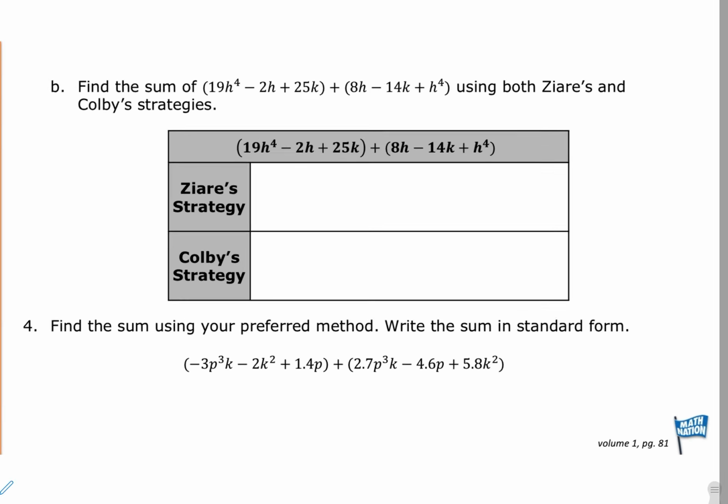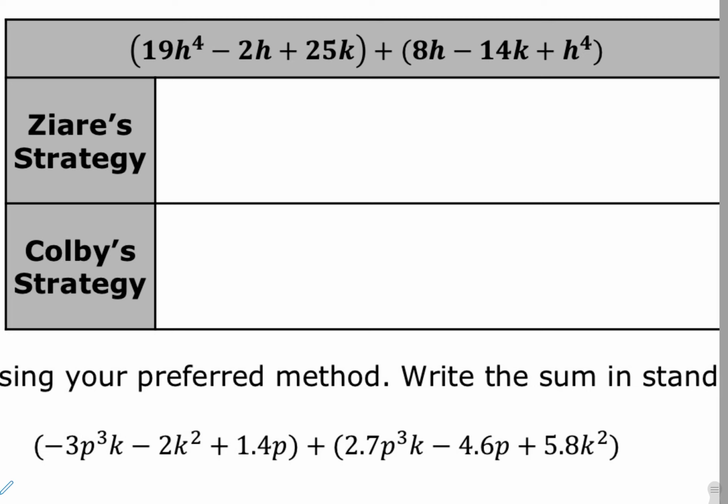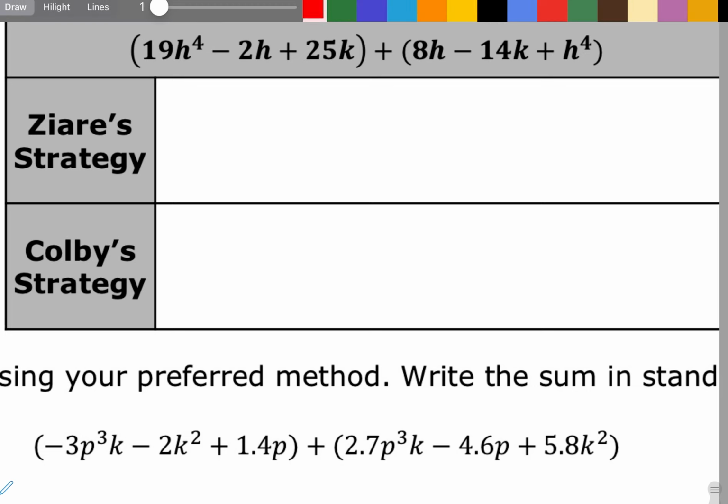So we're going to use their technique right here for this problem. We're going to start with the biggest H that we have. Doing the alphabet, H comes first. So we're going to put these two together right here. H to the 4th, okay? And yes, you can put a 1 there. So this is what Zaire would do. Zaire would combine these. 19 H to the 4th. And Colby would just stack it together with the 1 H to the 4th, all right?